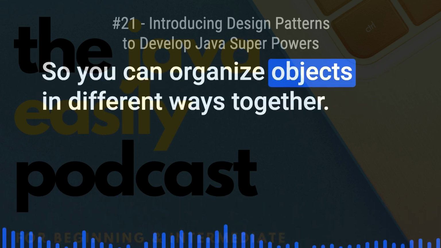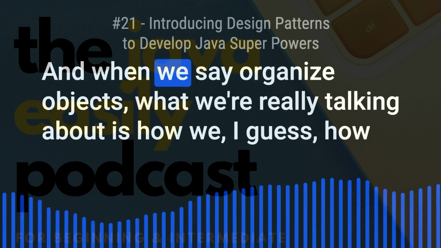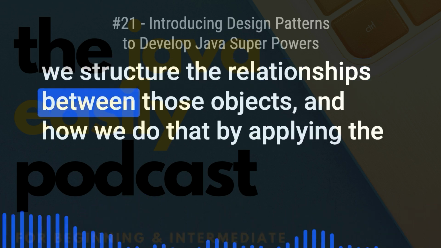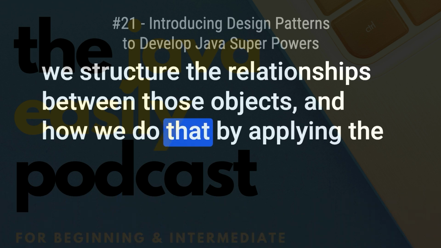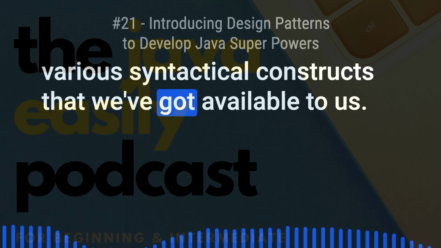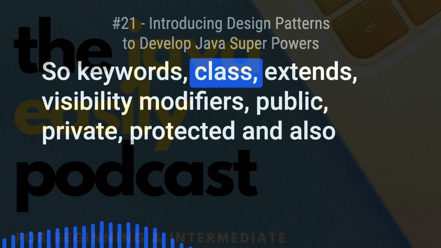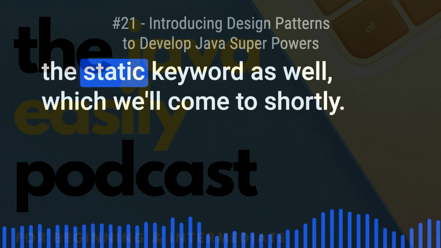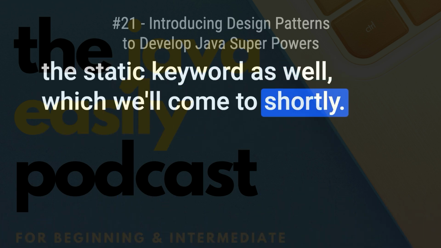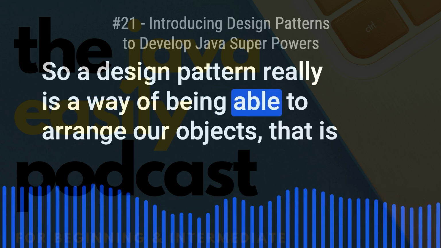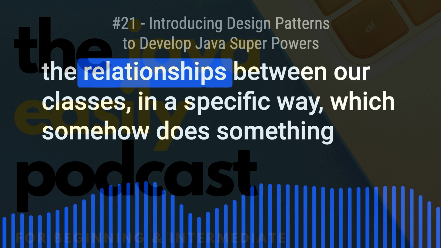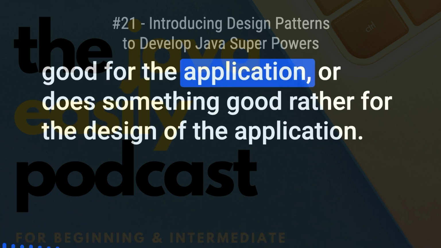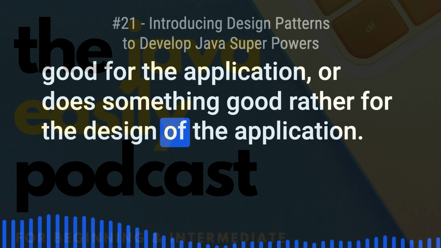So you can organize objects in different ways together. And when we say organize objects, what we're really talking about is how we structure the relationships between those objects. And how we do that by applying the various syntactical constructs that we've got available to us. So keywords, class, extends, visibility modifiers, public, private, protected, and also the static keyword as well, which we'll come to shortly. So a design pattern really is a way of being able to arrange our objects, that is the relationships between our classes, in a specific way which does something good for the design of the application.